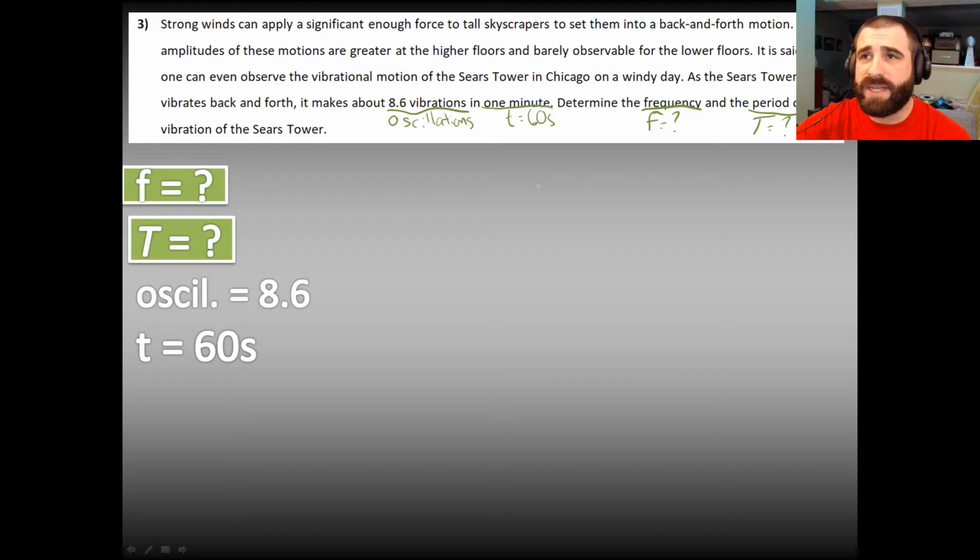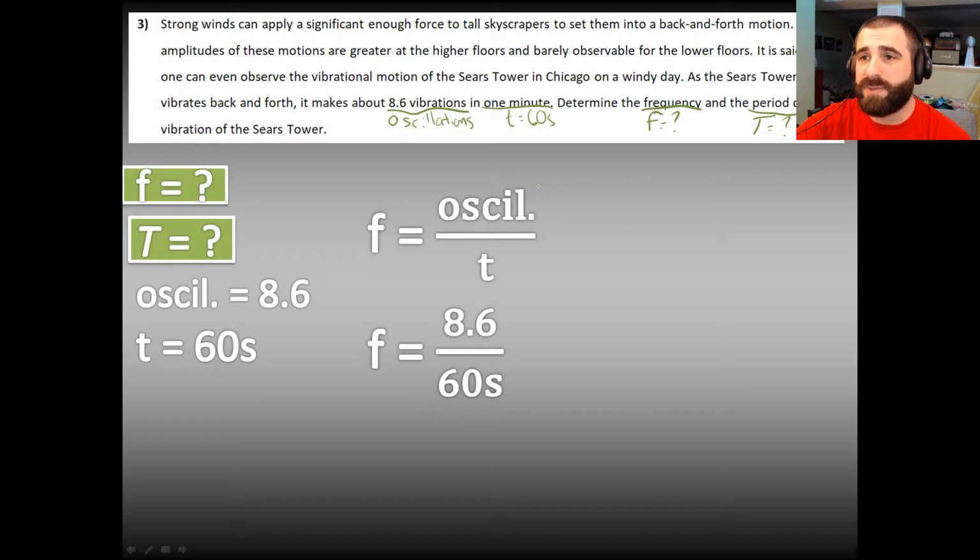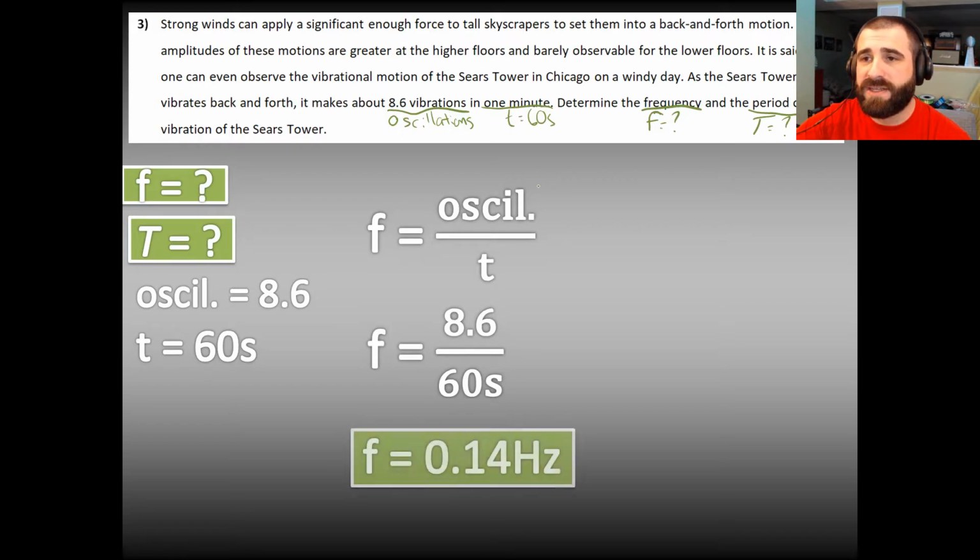Right? So frequency, and I'm just gonna solve for frequency first, because that's what they asked for first. Oscillations per time, right? It's how many waves per second you're making. So if I'm doing 8.6 waves in 60 seconds, it's a frequency of 0.14 hertz.